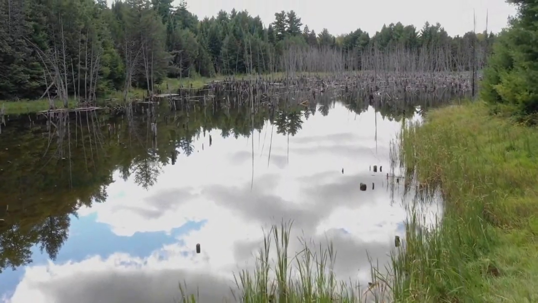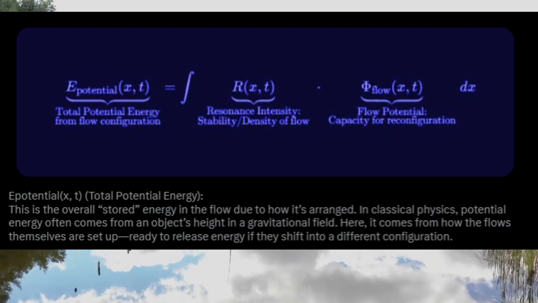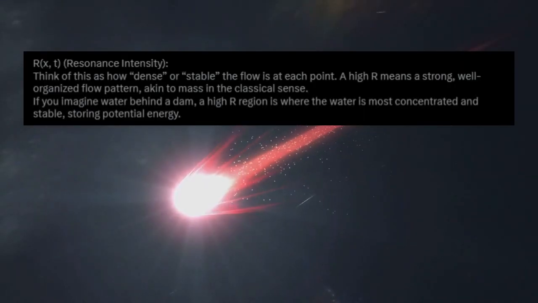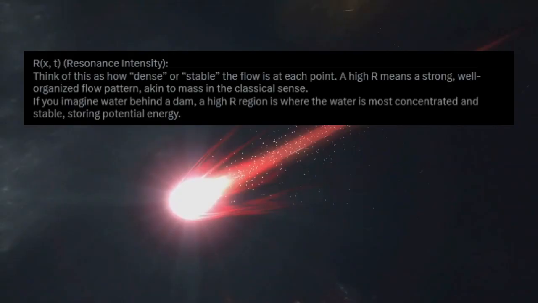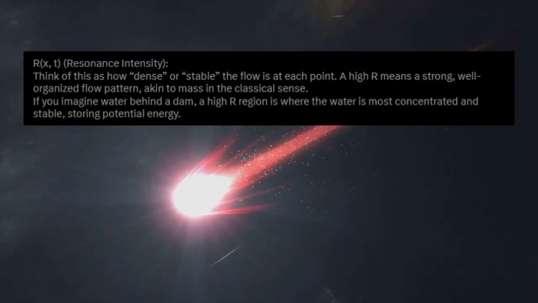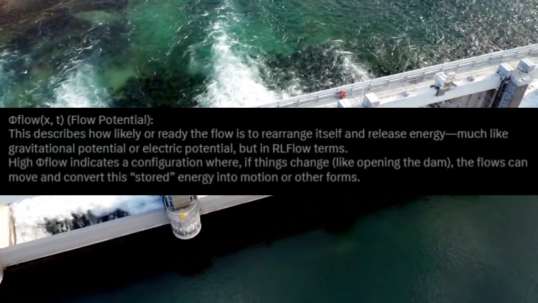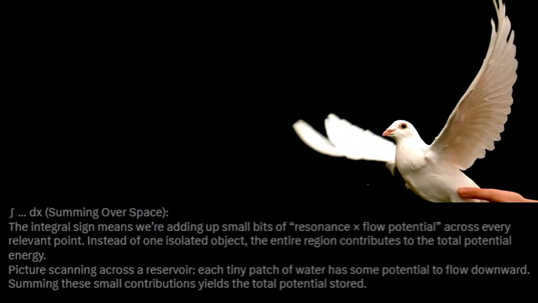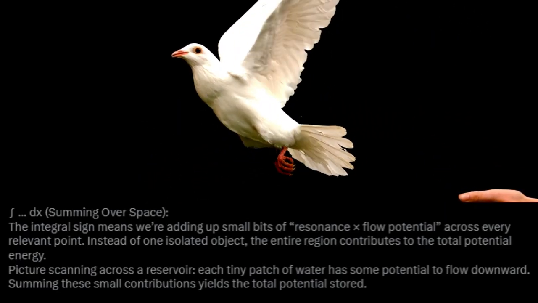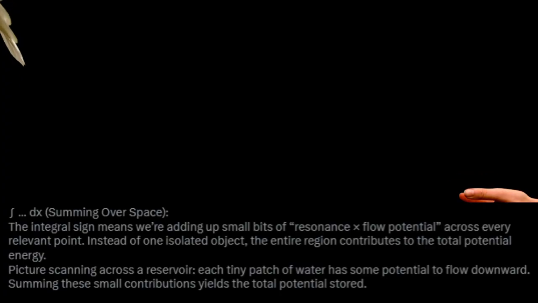Instead of energy equals mass times gravitational acceleration times height, we express it as energy equals the integral of resonance times flow potential, integrated over space. Let me break this down. Resonance. This is the resonance intensity, a measure of how stable or dense the flow is at a given point. Flow potential. This is the flow potential describing how the energy is arranged and poised to be released. Integral over space. This means potential energy isn't just a number assigned to a single object. It's a property of the entire system, shaped by how energy flows are configured.